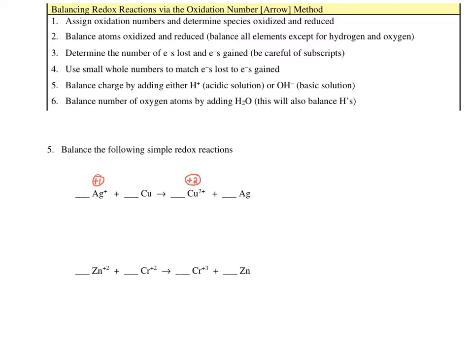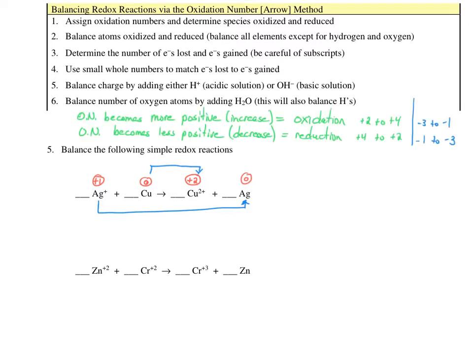I'm going to keep the oxidation numbers inside circles. This helps me remember that these are not charges, but rather oxidation numbers. Copper, as an element, is going to have an oxidation number of 0. Same with silver. Now we're going to connect the relevant elements. We're going to connect silver and silver, and copper and copper.